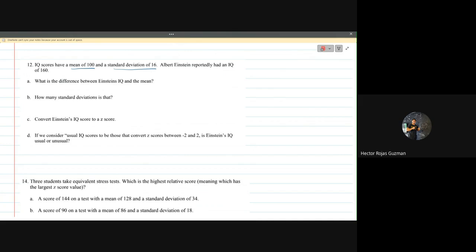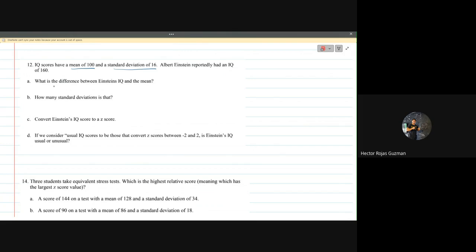Now, just when you're talking about numbers, you're like, wow, Einstein had an IQ score like 60 points higher than the mean. Some of you might be impressed, and some of you might be like, wow, really? That's it? I would assume he had like an IQ score of like 500. Well, let's see exactly how this compares when we start using z-scores.